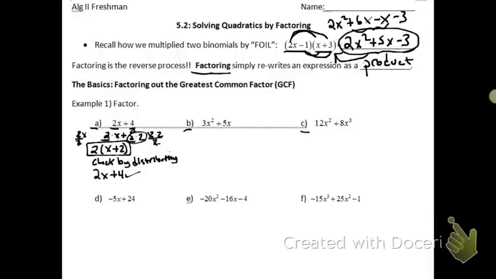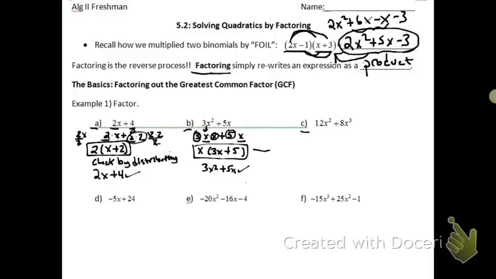Let's look at B. In B, I can break down 3x squared into the product of 3 times x times x. 5x, I can just write as 5 times x. The only thing these have in common is an x. So I can only pull an x out in front, and what's left behind in this term is a 3x, so I'm going to write that here, plus I'm left with that 5, so I have 3x plus 5. If I distribute, x times 3x would be 3x squared, and then x times positive 5 is positive 5x. That matches the original expression. I know I factored it correctly.